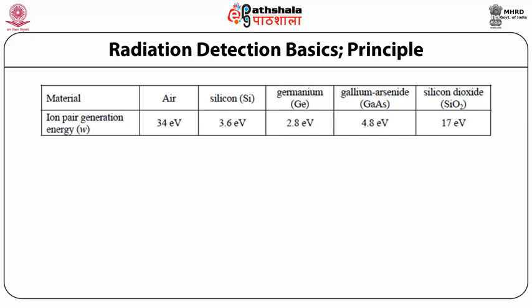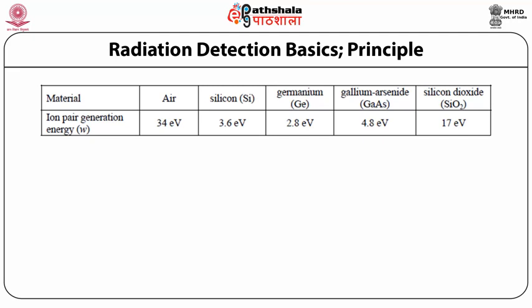For air, the energy required to create an electron-ion pair is 34 electron volt. In silicon medium, the energy requirement is 3.6 electron volt. For germanium, it is 2.8 electron volt. In gallium arsenide, it is 4.8 electron volt, and in silicon oxide, it is 17 electron volt.